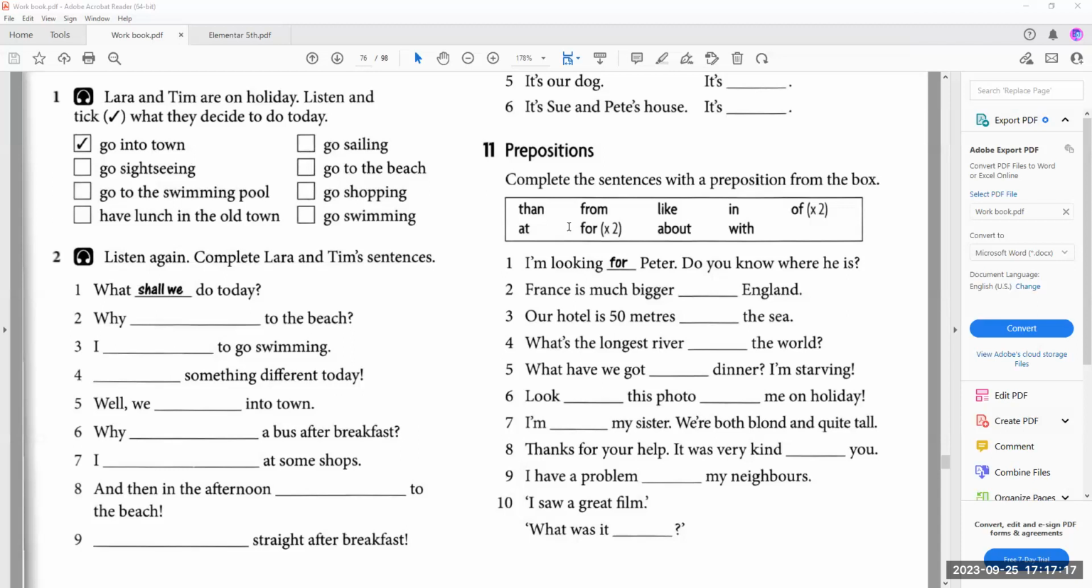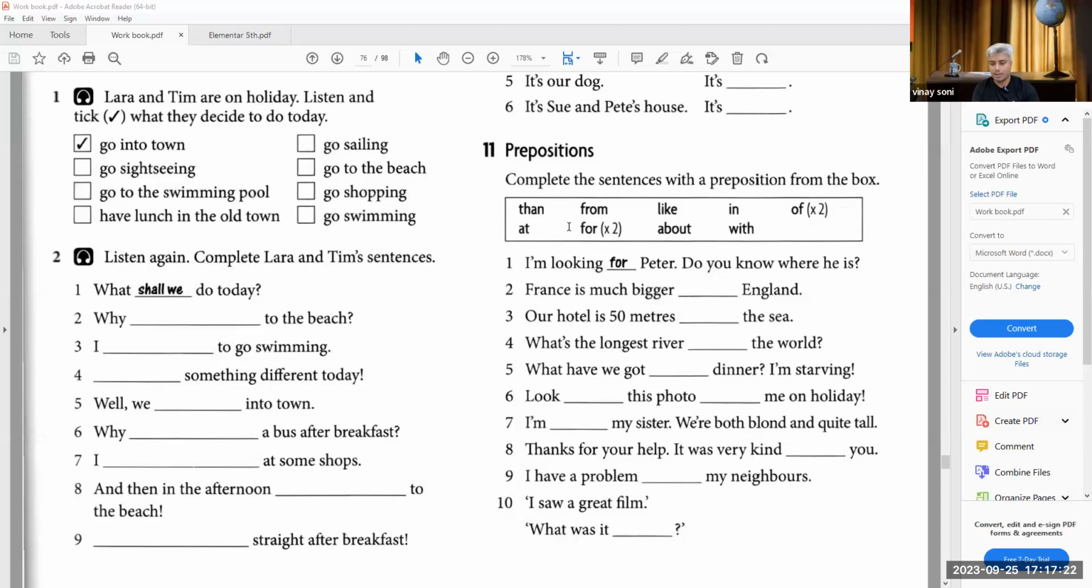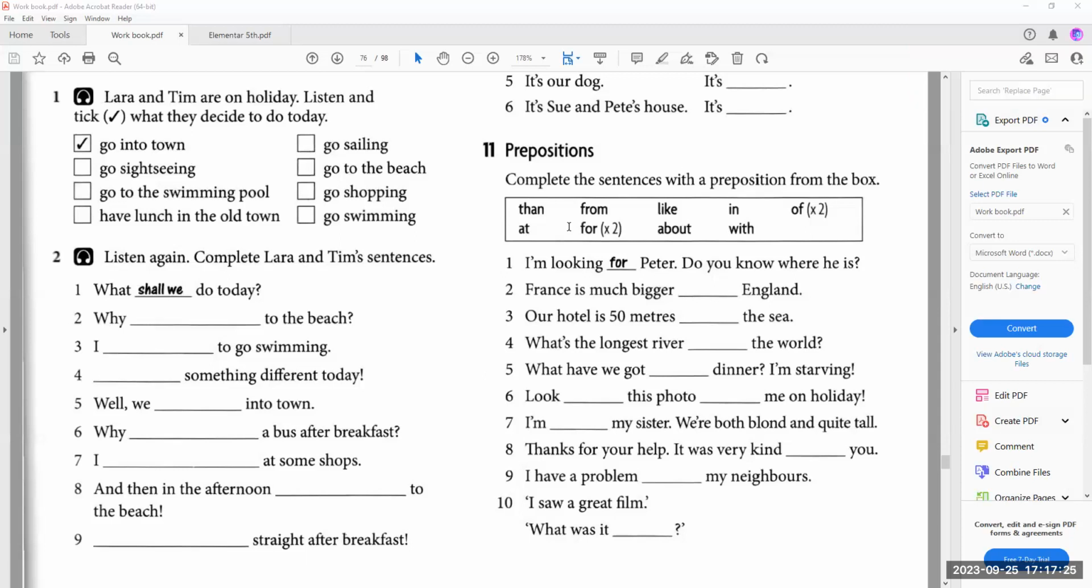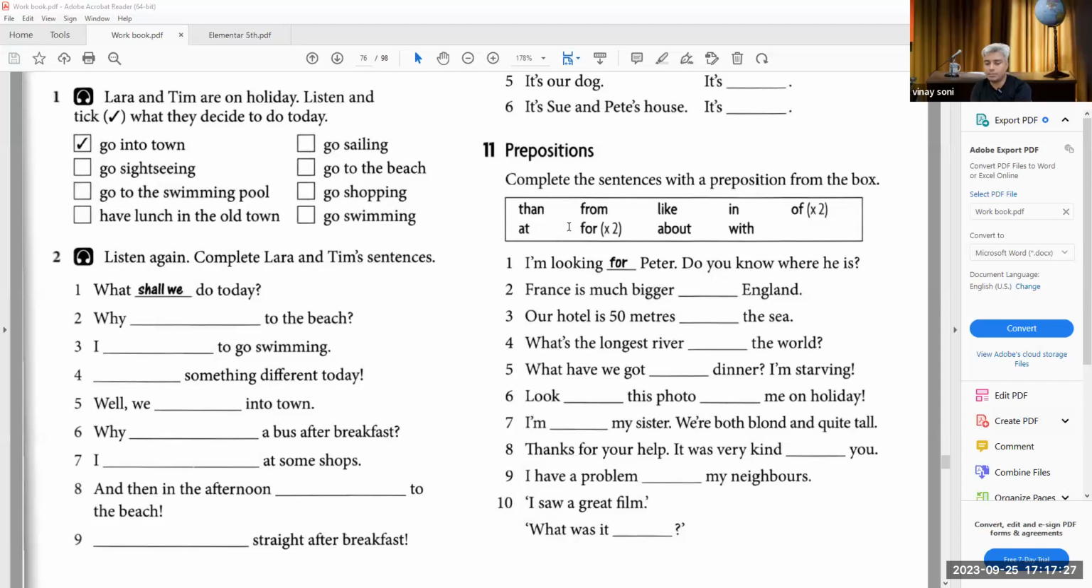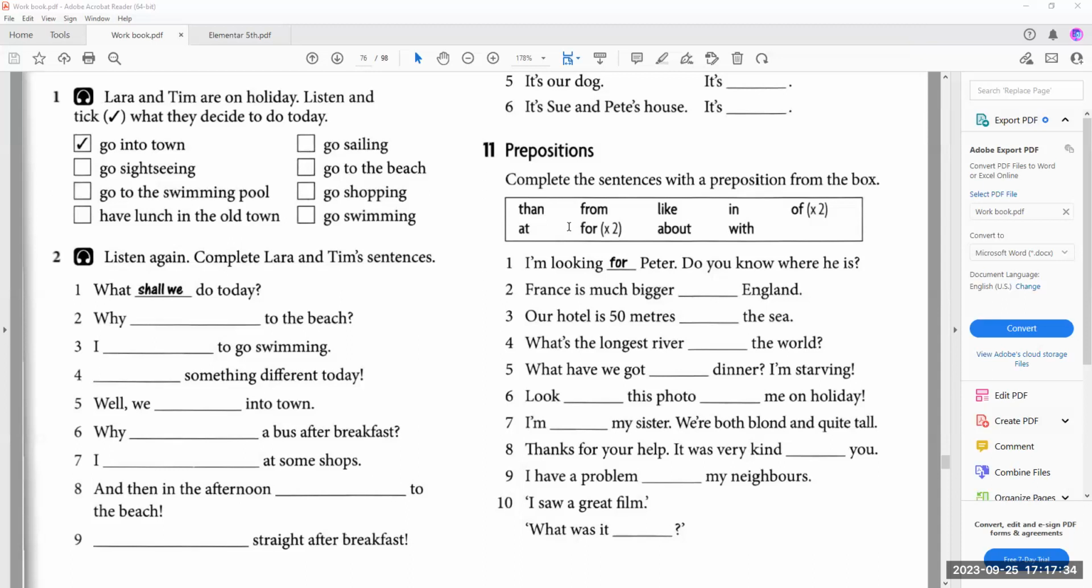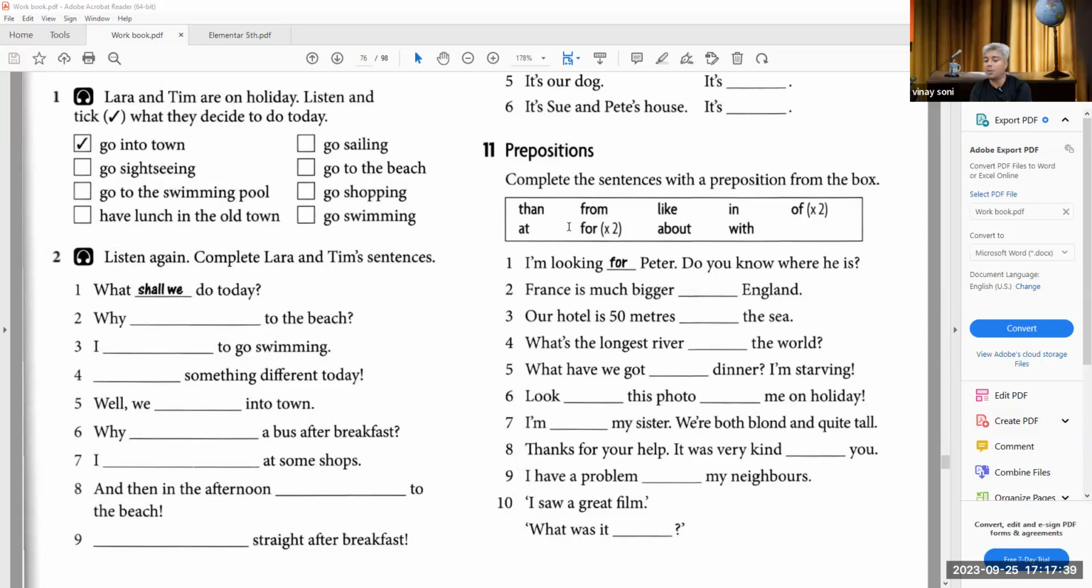Look at this photo of me on holiday. 7. I am with my sister. I am like my sister. I'm like my sister. We are both blonde and quite tall. 8. Thanks for your help. It was very kind of you.